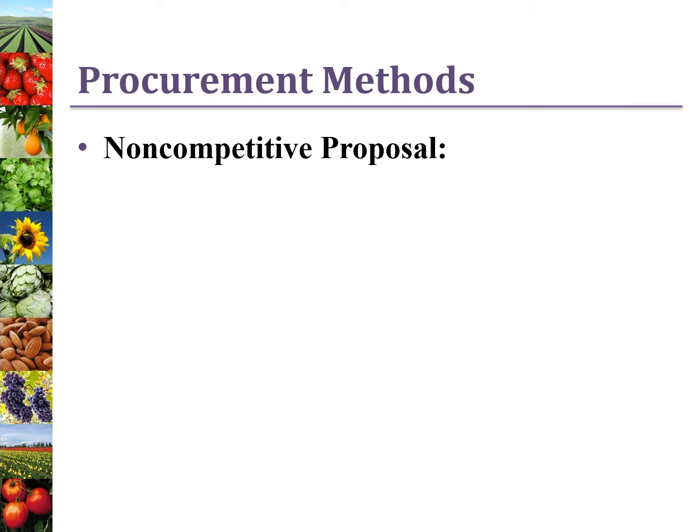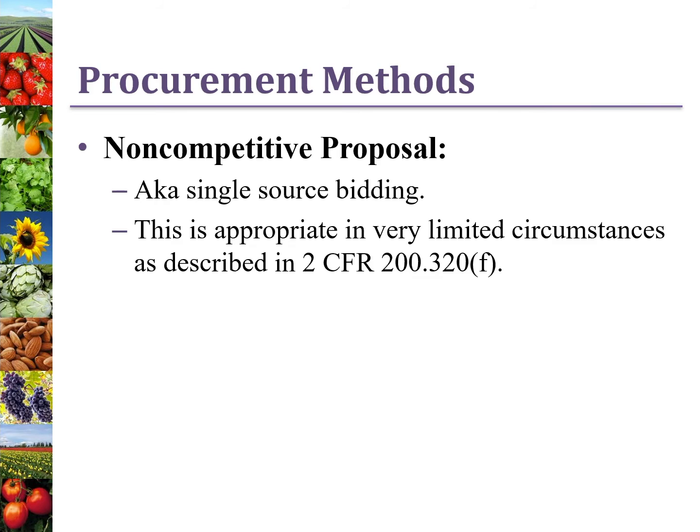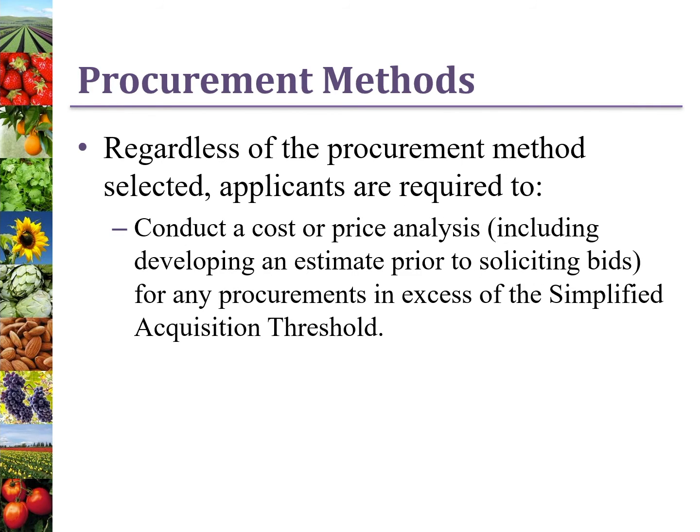The last procurement method highlighted today is procurement by non-competitive proposal, which is also known as single source bidding. This practice is appropriate for only a limited set of circumstances, and that would be described in 2 CFR 200.320(f). If awarded funds, applicants that anticipate this procurement method will be necessary should contact their assigned CDFA grant analyst before beginning the process. For any procurements in excess of the simplified acquisition threshold, regardless of the procurement method selected, a cost or price analysis, which includes development of an estimate, is required prior to soliciting bids.